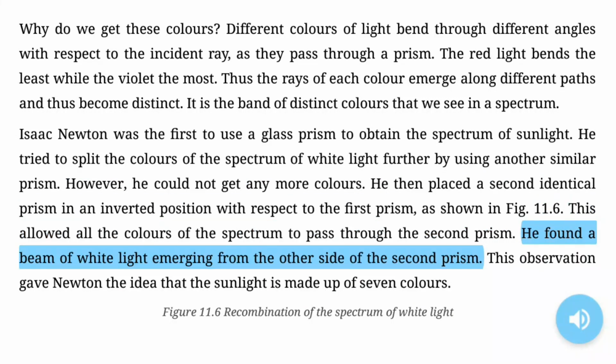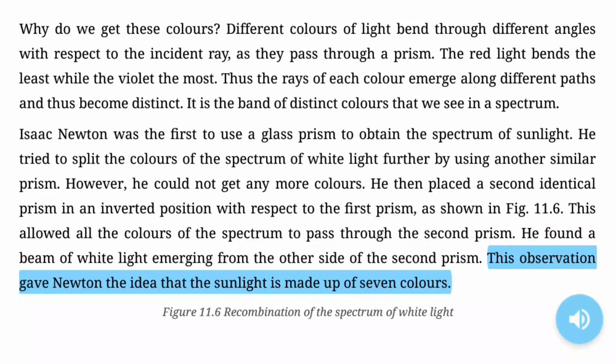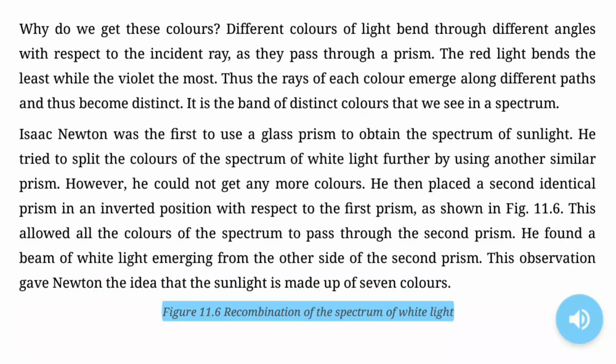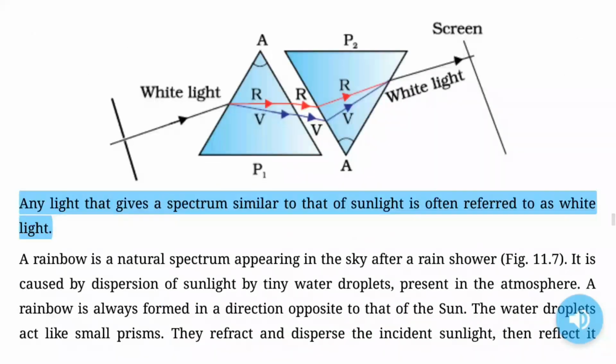He found a beam of white light emerging from the other side of the second prism. This observation gave Newton the idea that sunlight is made up of 7 colors. Figure 11.6 Recombination of the spectrum of white light. Any light that gives a spectrum similar to that of sunlight is often referred to as white light.